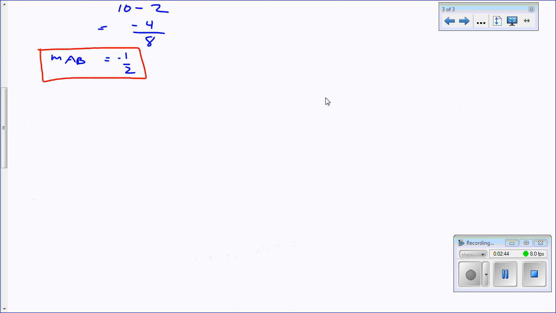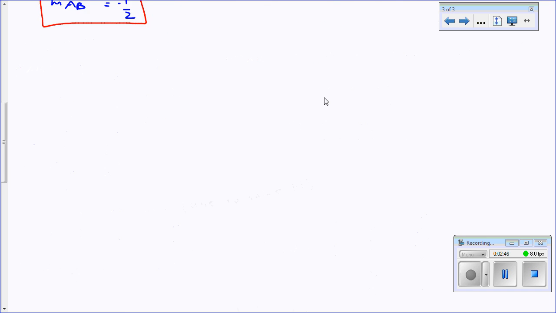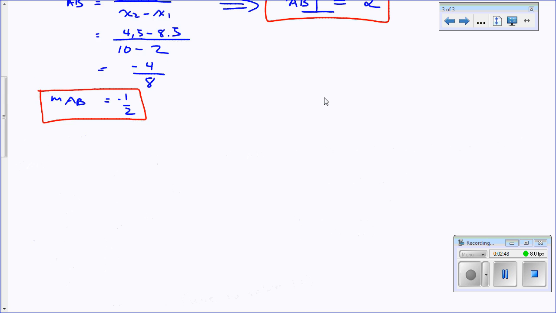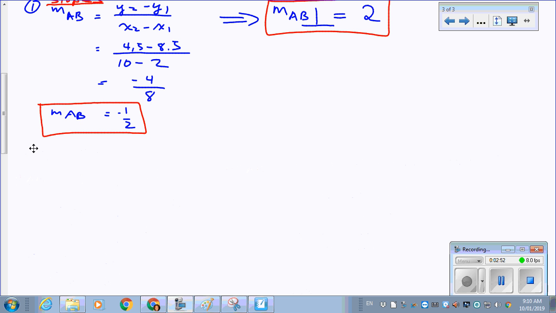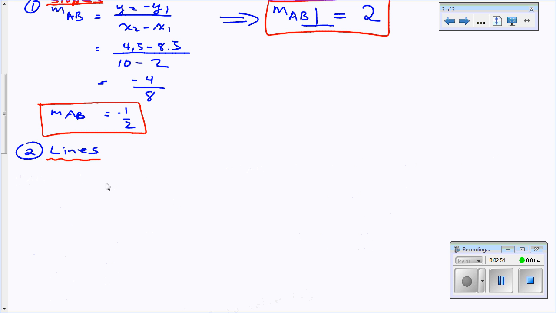So now, we have to calculate the equations of those lines. So let's start by identifying this section as the lines that we're looking for. Let's find the slope and equation for AB, for the slope of AB.